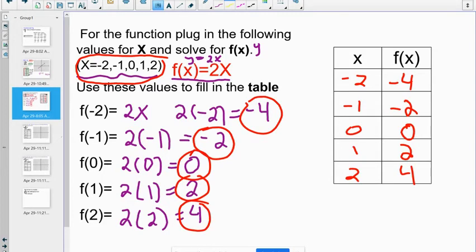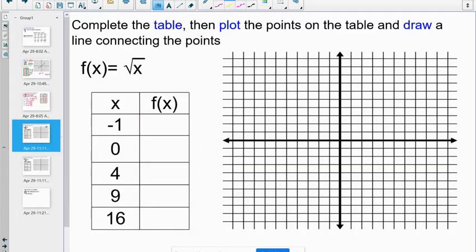So there was just some practice with filling in the table, which is what you guys will be doing in your homework and for the rest of today's lesson. Okay, so now we're doing that same thing, and it's given us these x values here to plug in for our function up here, our equation.